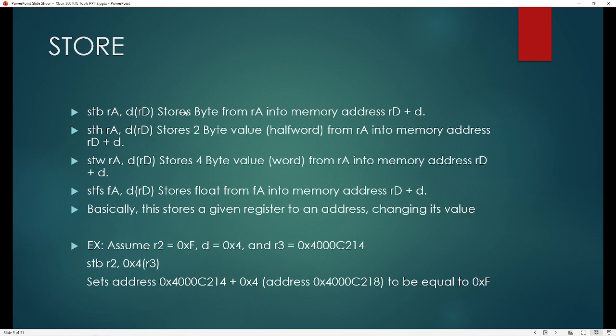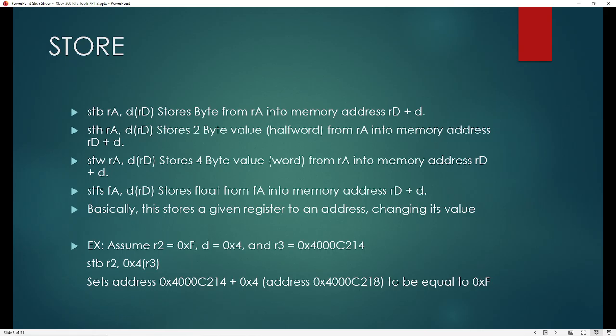If we're just storing a byte, you use STB. If you're storing 2 bytes or a half word, you use STH. If you're storing 4 bytes or a word, you use STW. If you're storing a floating point, or a floating single as it might be called, you're using STFS. Basically, what this does is take a register and set an address in memory equal to that register.